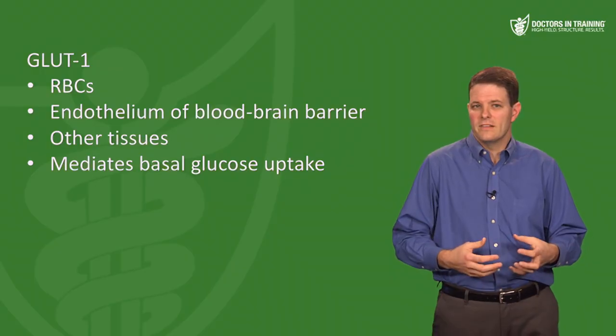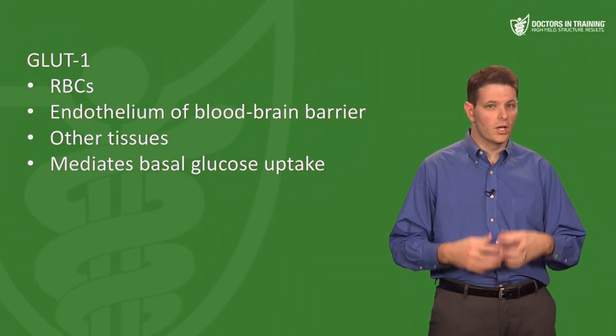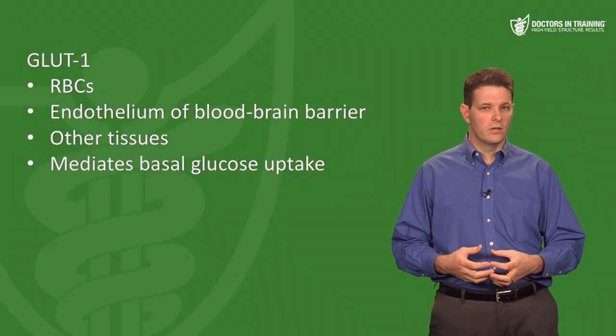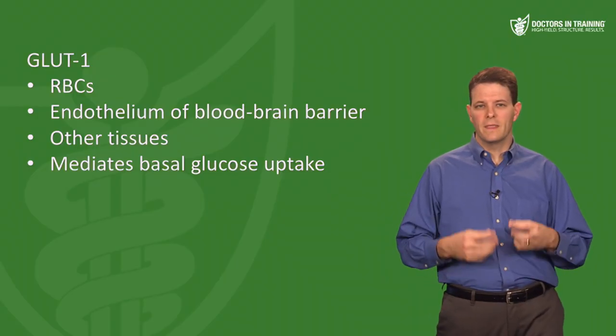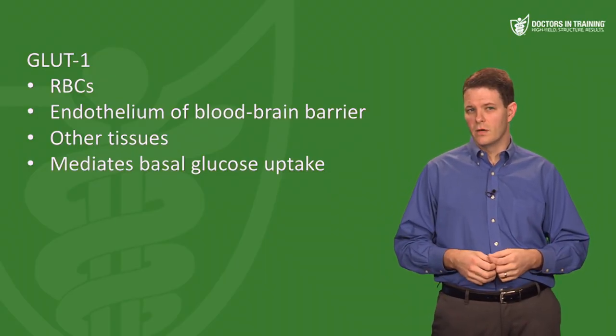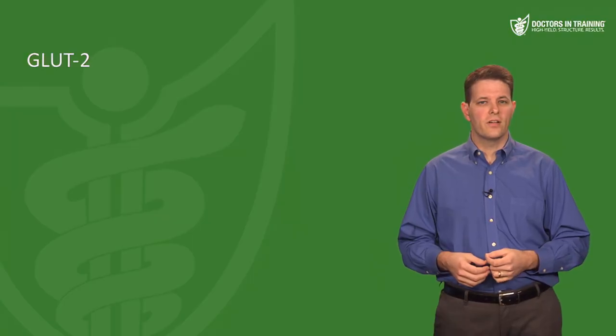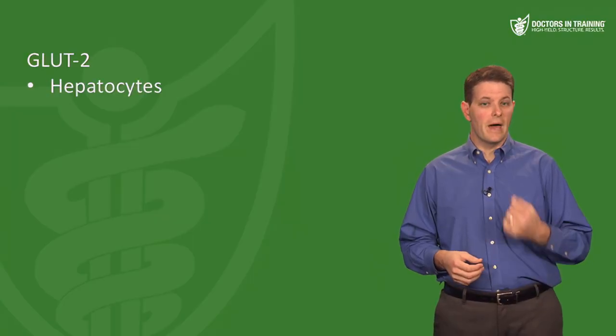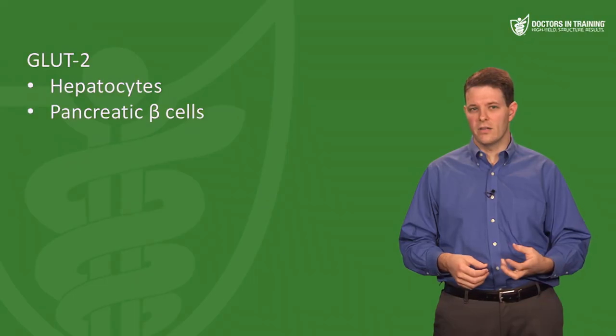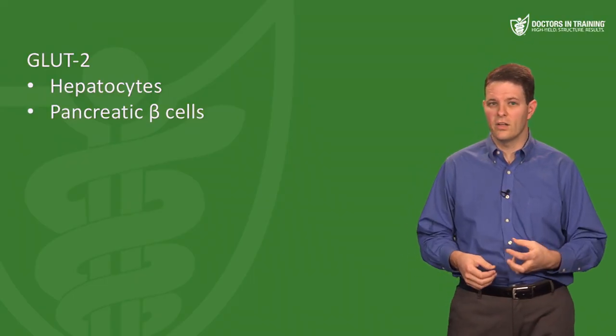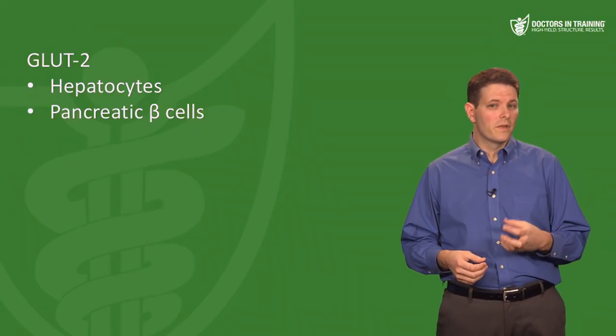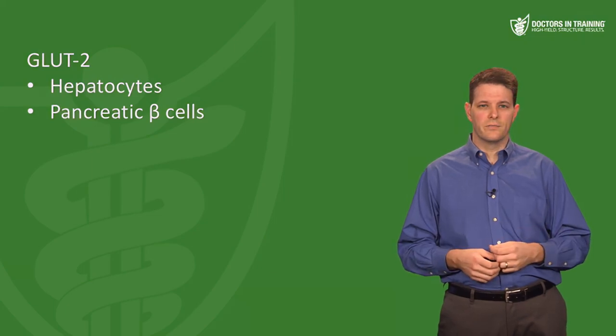Remember, cells like red cells have to have glucose. That's the only energy metabolite that they can use. So they have to be able to take up glucose even without insulin. GLUT2 transporters are found on cells that regulate glucose, such as hepatocytes and pancreatic beta cells. Although there's some evidence that on beta cells, GLUT1 may actually be more important than GLUT2 for stimulating insulin release.